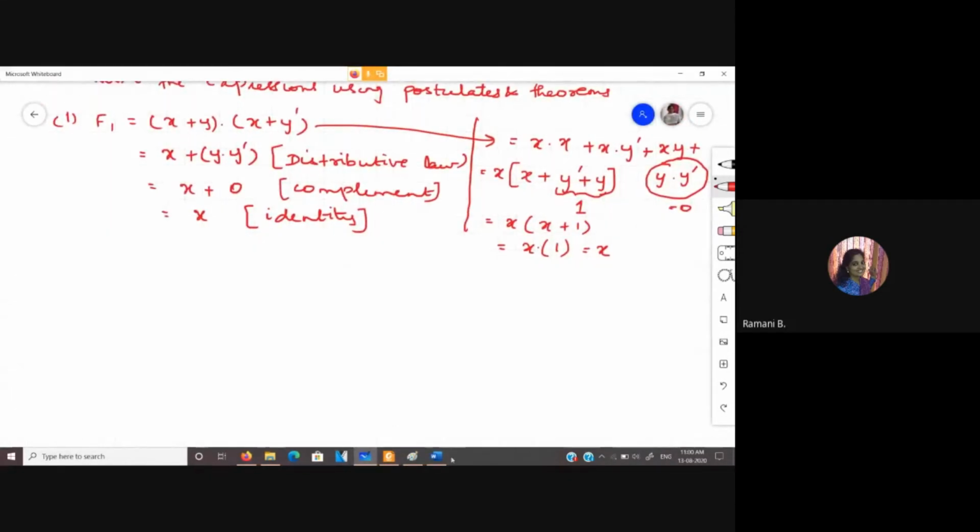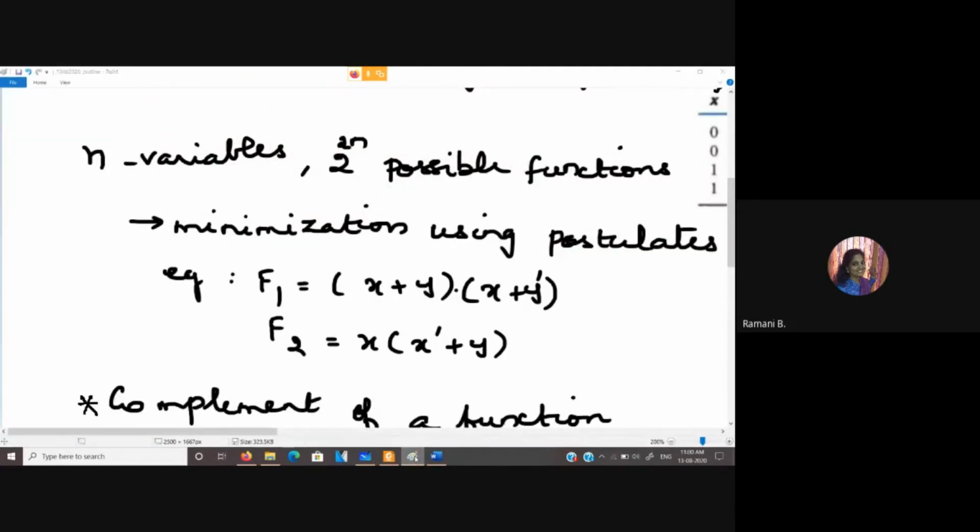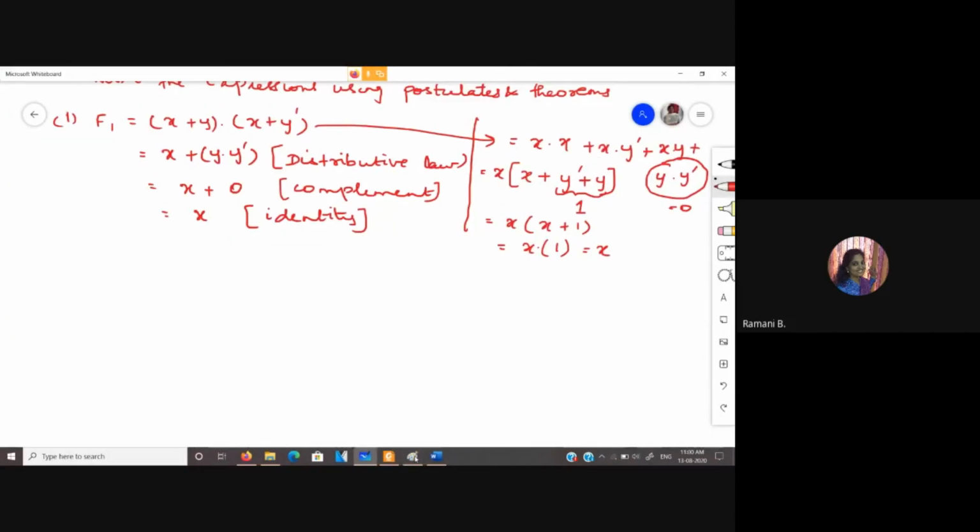Let us see the next example, x into x bar plus y. So for the second example, f2 is equal to x into x bar plus y. So here again, just taking the dot over plus using the distributive law, you could write this expression as x plus x bar, x dot x bar plus x dot y. But everywhere try to write the corresponding property you are using.